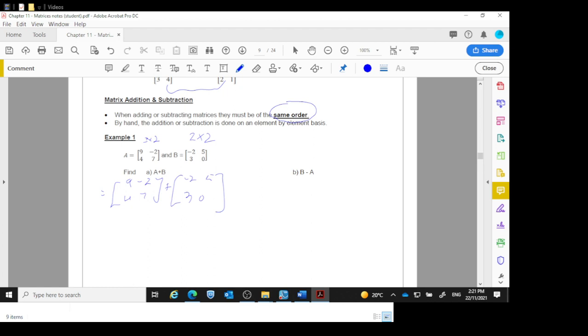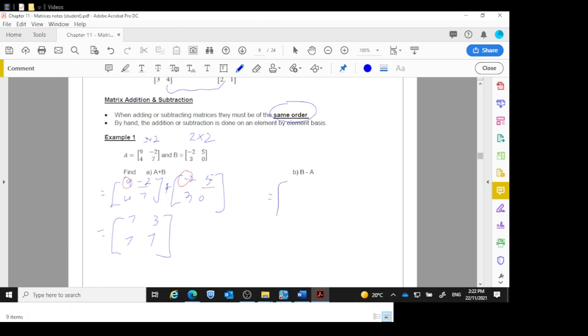And because it's plus, we add elements that are in the same position. So we will be adding the 9 and the negative 2. Then we'll be adding the negative 2 and the 5. And keep going like that. So the 9 plus negative 2 is really 9 minus 2, which is 7. Negative 2 plus 5 gives me 3. The 4 plus the 3, because they're in the same spots, gives me 7. And 7 plus 0 is 7.